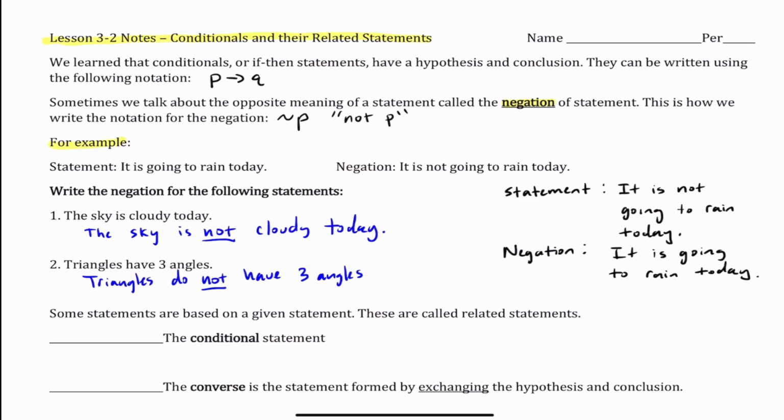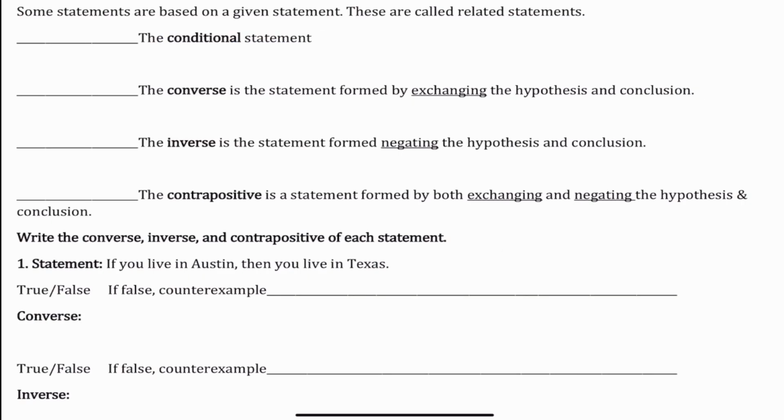So we can see that number 1 and number 2, when I negated both of those statements, the sentences include the word not. However, if we look at this statement over here, it is not going to rain today. If I negate that, well, negating a sentence with the word not just removes the word not. So the negation for that would be, it is going to rain today. And that's my answer for that one, okay?